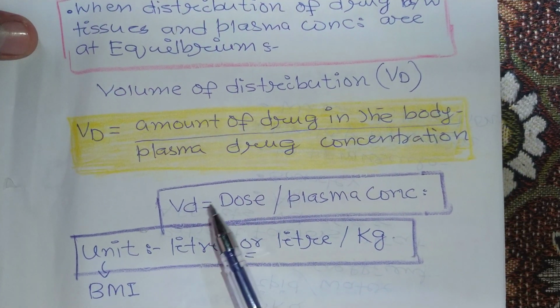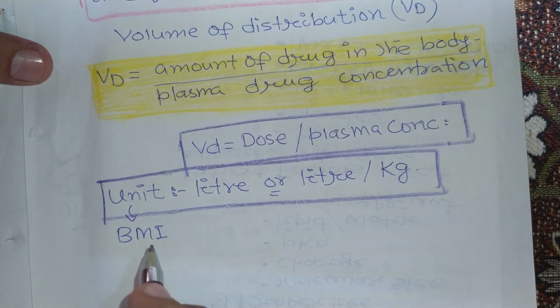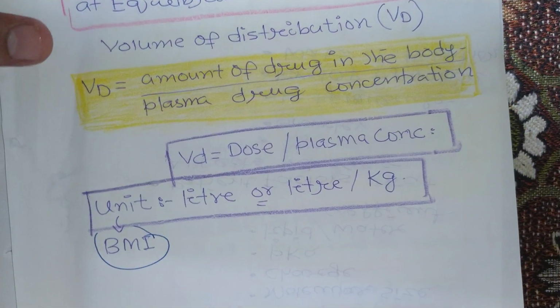Then we have the VD, which can also be represented as the dose divided by the plasma concentration. On the basis of body mass index BMI, the unit of VD is liter or liter per kg.